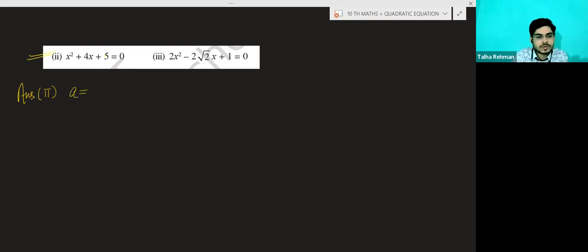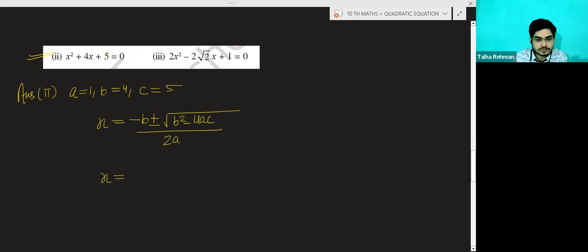So, A is equal to 1. B is equal to 4. And what is C? C is equal to 5. So, we will apply the quadratic formula. Minus B plus minus under root of B square minus 4AC divided by 2A.